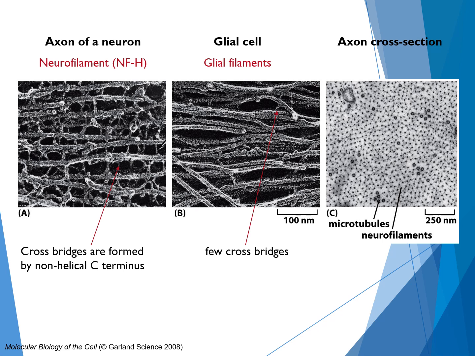All right, I will leave it for you to look at this because it's just showing how this cross bridge at the non-helical C terminus actually gives an idea which cells need the intermediate filament the most by looking at the function of that cell itself.